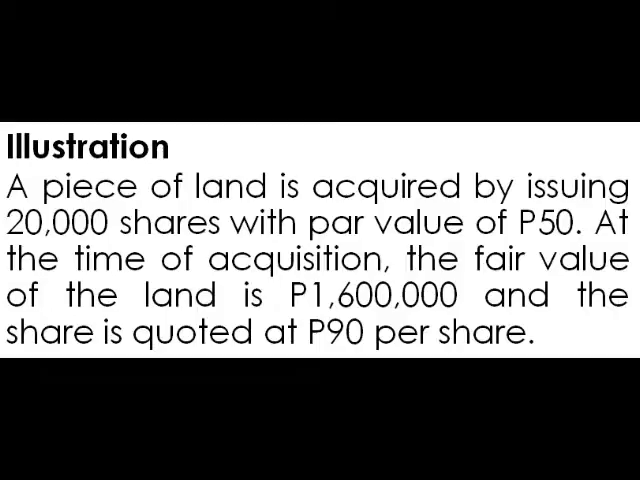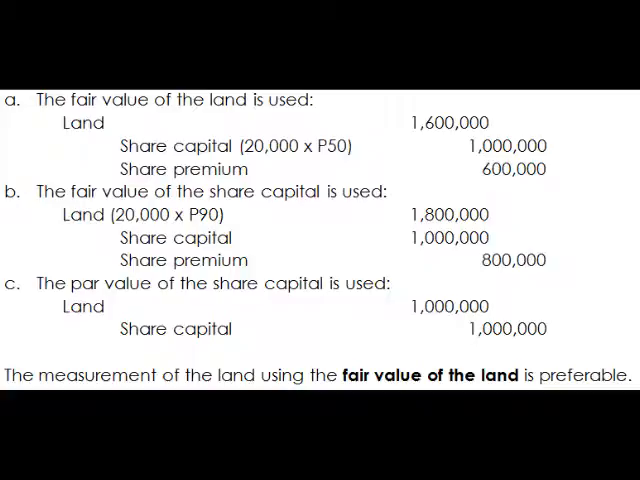For example, a piece of land is acquired by issuing 20,000 shares with par value of 50 pesos. At the time of acquisition, the fair value of the land is 1,600,000 pesos and the share is quoted at 90 pesos per share. The journal entry to record the acquisition when the fair value of the land is used is to debit land for 1,600,000 pesos, credit share capital, which is 20,000 shares multiplied with a par value of 50 pesos, which is equal to 1 million pesos, and the excess will be charged to share premium for the amount of 600,000 pesos.